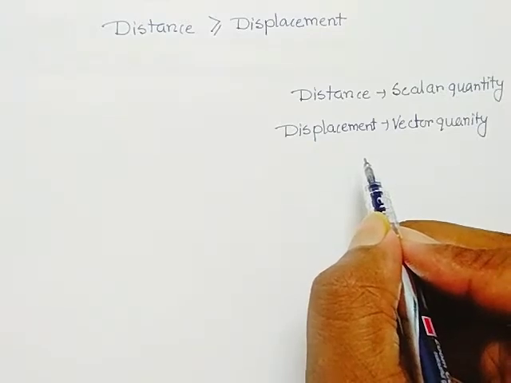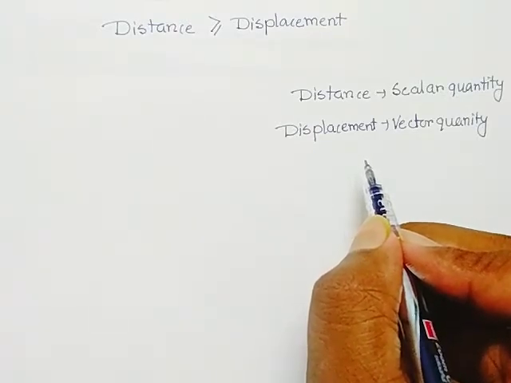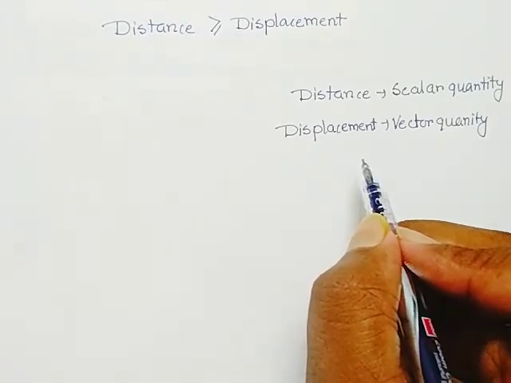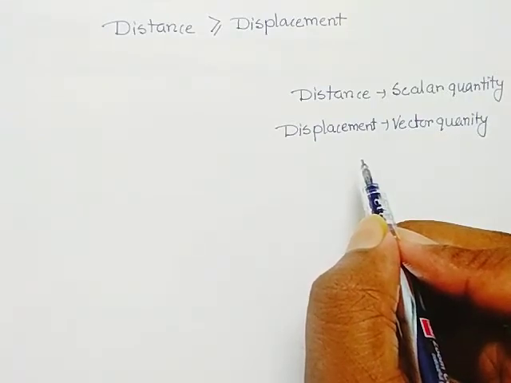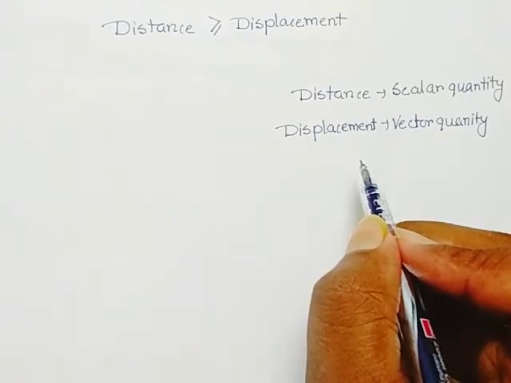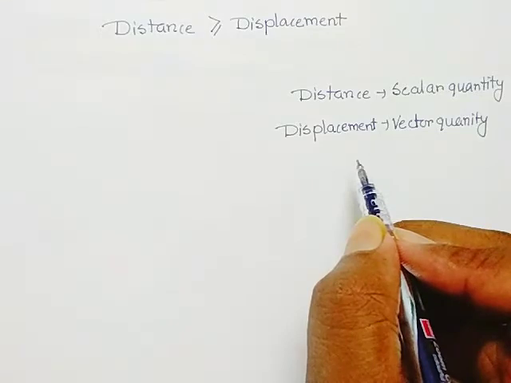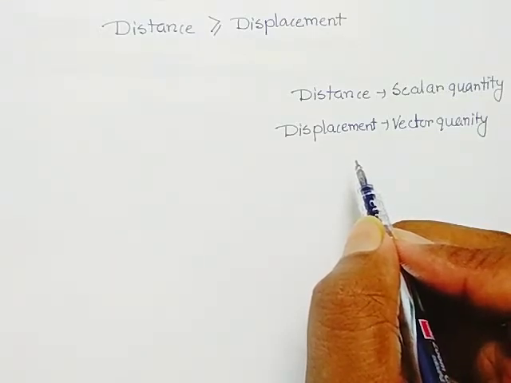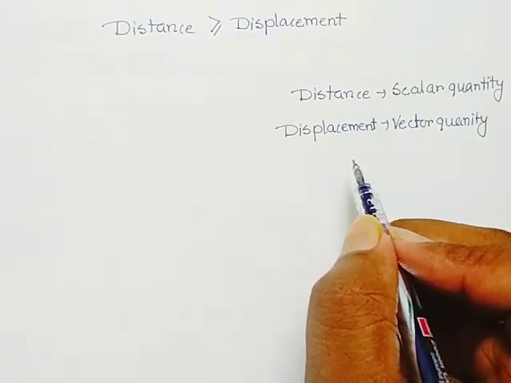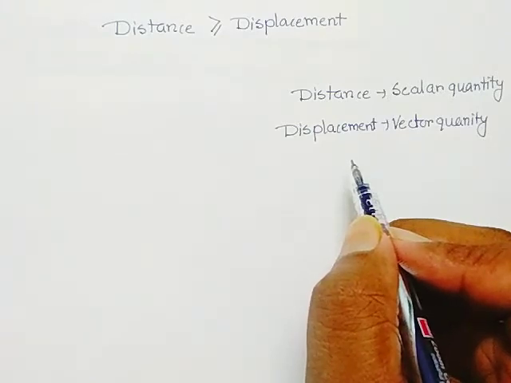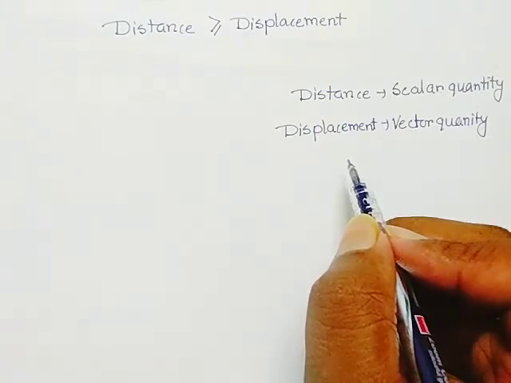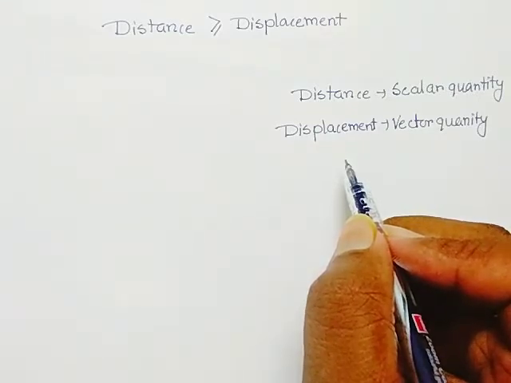In the previous example, when we were calculating the distance from the home to the grocery shop, the displacement direction is from the home to the grocery shop. But at the time of returning from the grocery shop to home, the direction of the displacement will be from the grocery shop to home.